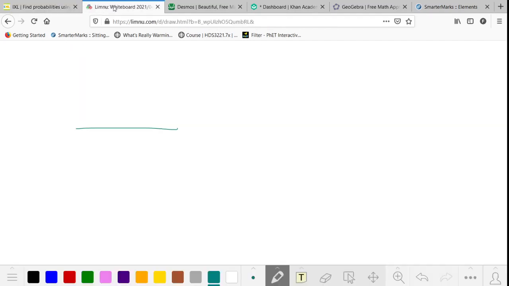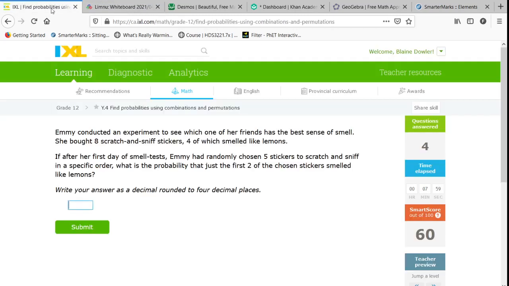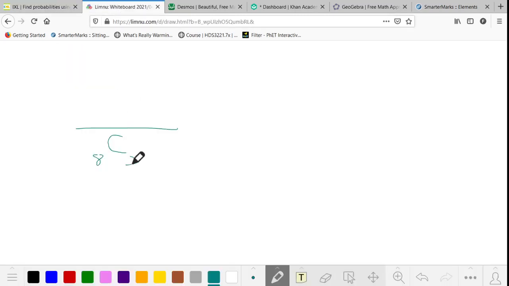So of her 8 stickers, just the first 2 have to be lemon, and that's 4 to pick from. The other 3 can smell like anything. They can smell like lemon, they can smell like not lemon. That's not an issue. So we could do case by case with everything else, but really this is the only math that we need to do. So we have 4 choose 2 divided by 8 choose 2. That's 0.2143.